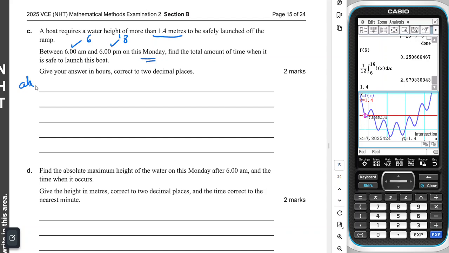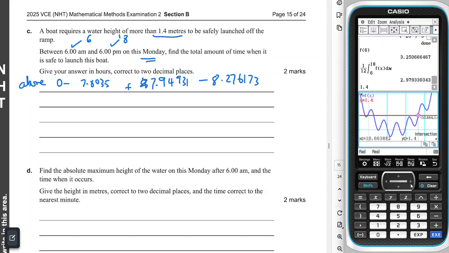So we are above from time 0 to times 7.8035. Then we are below, and we're above again from 7.94931 through till 8.276173, and then we are above again from 10.66388 through to 18.